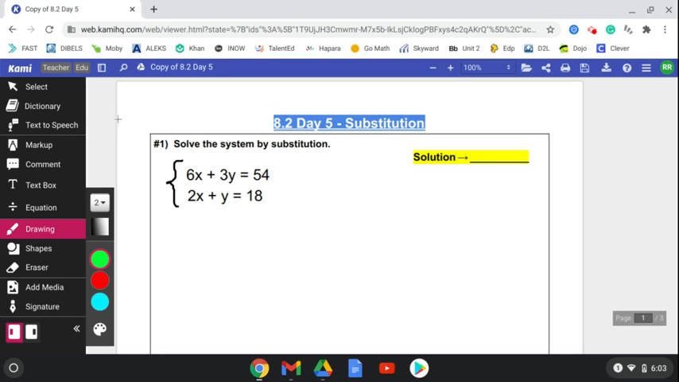Okay, number one, we're going to solve the system by substitution. The top equation is equation 1. Bottom equation is equation 2. Do you already have x equals something or y equals something? Are one of the equations already solved for one of the variables?